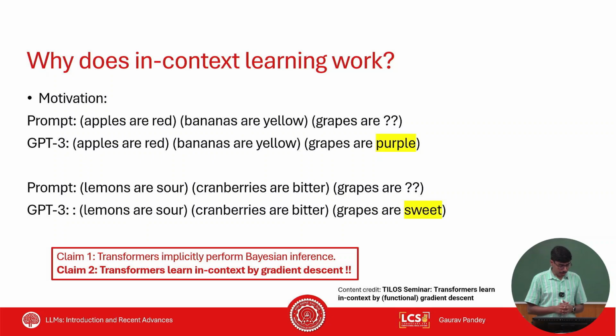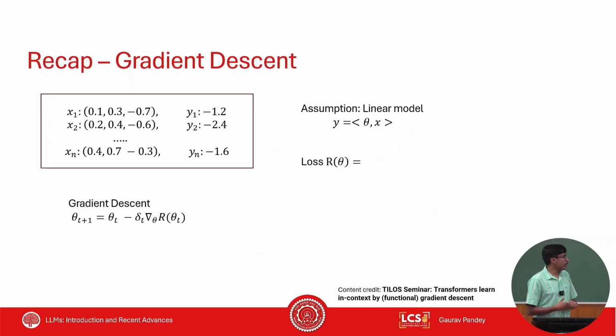So there are two popular theories about why in context learning works the way it does. The first is that it performs some sort of implicit Bayesian inference, and the second one is that it does gradient descent. The second one is what we will focus on, that transformers learn in context by gradient descent. Okay, so a quick recap on gradient descent.